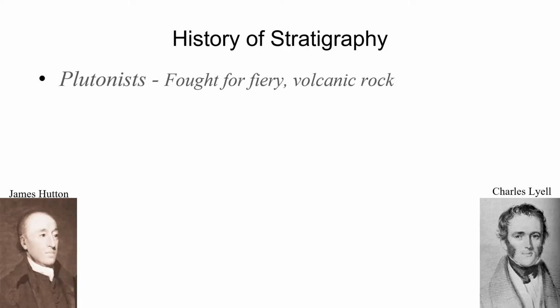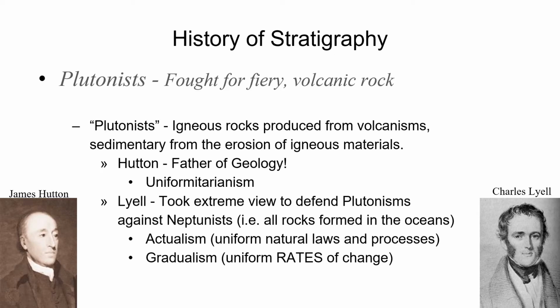The Plutonists, such as James Hutton and Charles Lyell, also very important people in the history of stratigraphy and geology. Plutonists believed that all rock came from fiery volcanic sources. So igneous rocks are produced from volcanism, sedimentary from the erosion of igneous materials. Now, they're not entirely wrong, they're just not entirely accurate. We now know that sedimentary rocks can come from anything. And we also know that not all igneous rocks are formed from volcanics.